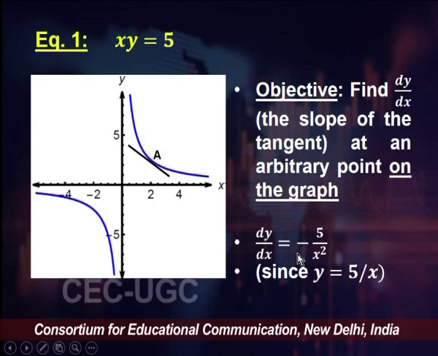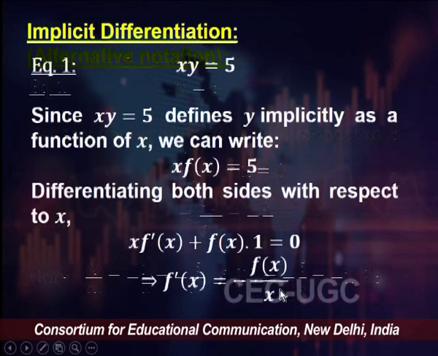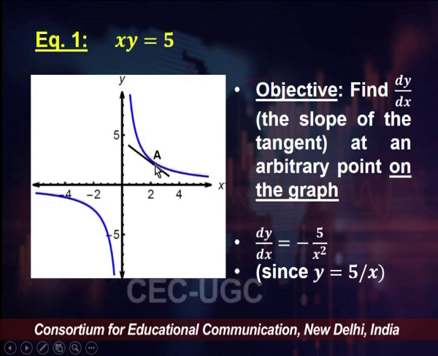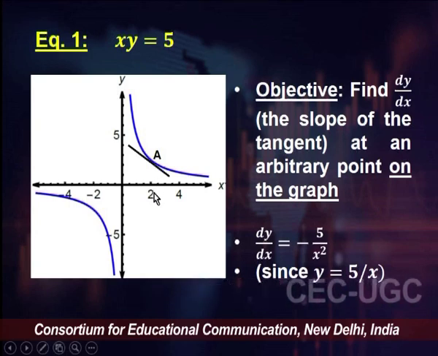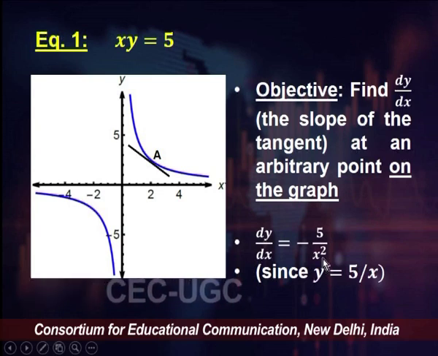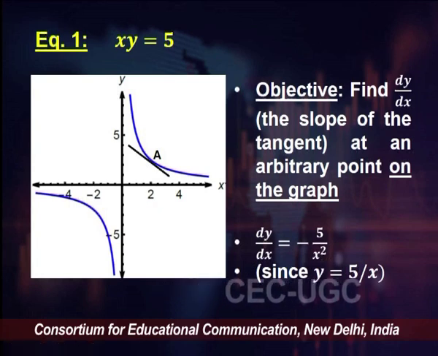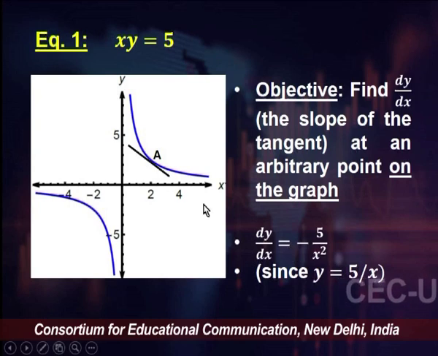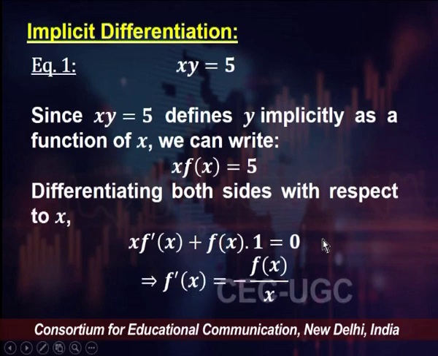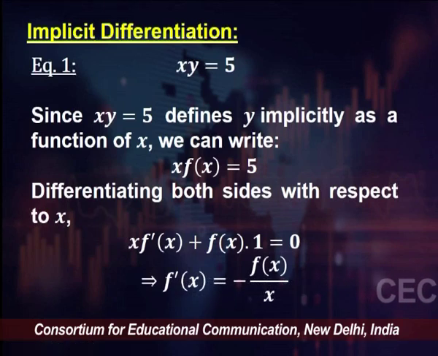In fact, suppose our point of interest was a, and we wanted to calculate the derivative at this point. If you look at the coordinates here, x is equal to 2. We calculated dy by dx as minus 5 by x squared. Because x is 2, x squared would be 4. So, dy by dx at this point a would be equal to minus 5 by 4, which is minus 1.25.